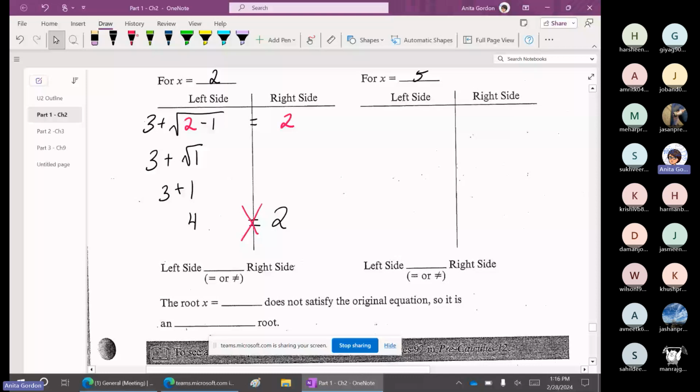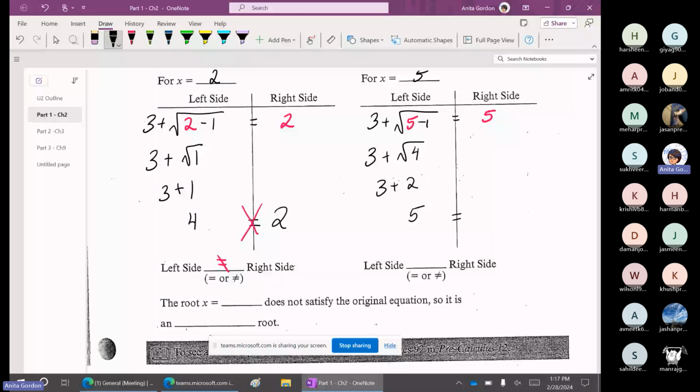I'm going to do the same check with the other one. 3 plus square root 5 minus 1. Equal sign is the line down the center. 5 is the number I'm checking. 3 plus square root of 4. 3 plus 2. This does equal 5. So left side equals right side.